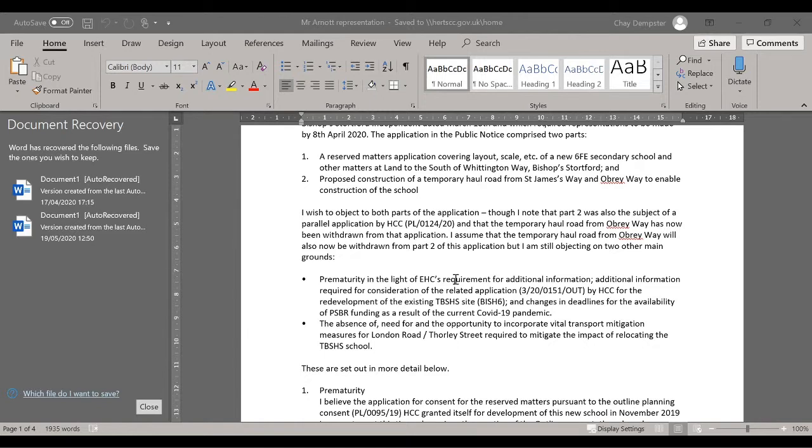So the point I would make is that the points that Mr. Arnott makes in his representation are largely for the District Council as part of their consideration and determination for the redevelopment of the school site on London Road.